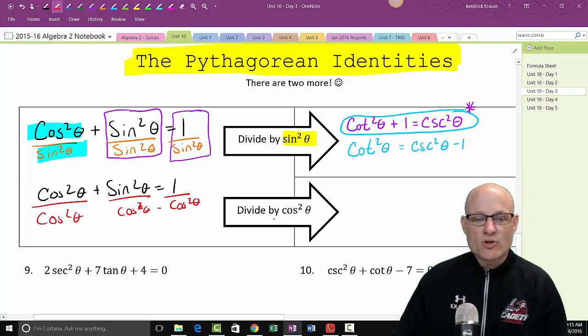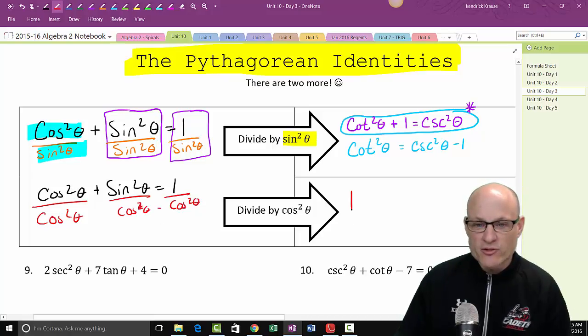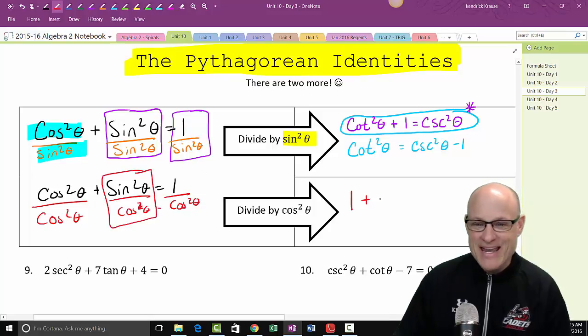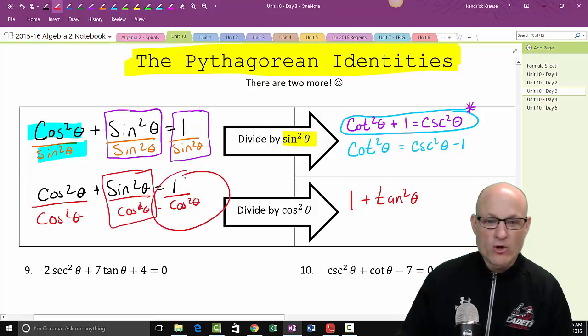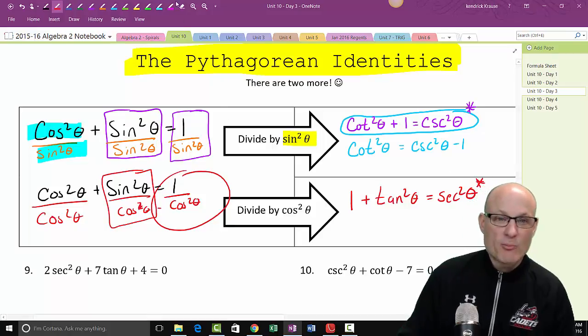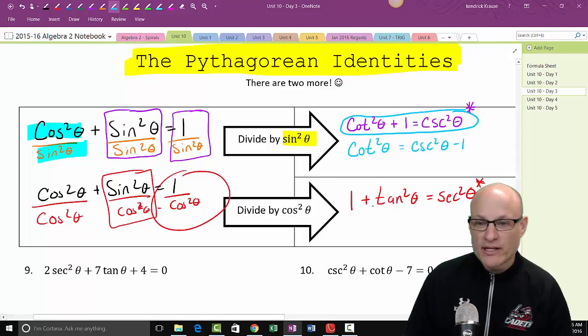Well, that was ugly. So cosine squared theta divided by cosine squared theta is just 1 plus sine over cosine, which is tangent, so this is tangent squared theta. And then 1 over cosine squared theta is equal to secant squared theta. So this is another one you have to commit to memory. Now, I can also modify that, just like I did before, by bringing the 1 over, and I can say tangent squared theta is equal to secant squared theta minus 1.